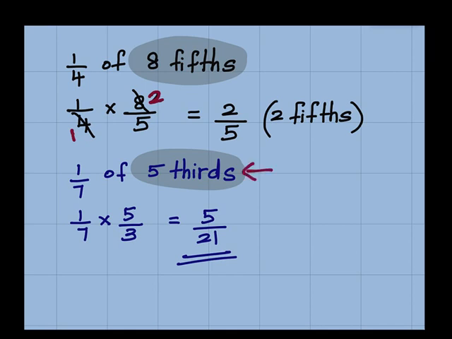The next problem is 1/7 of 5/3. How to write 5/3? 5 over 3. Instead of "of," let's make a times sign. When you make a times sign, then you multiply the numerators. 1 times 5 is 5, and 7 times 3 is 21. So the answer is 5 over 21.